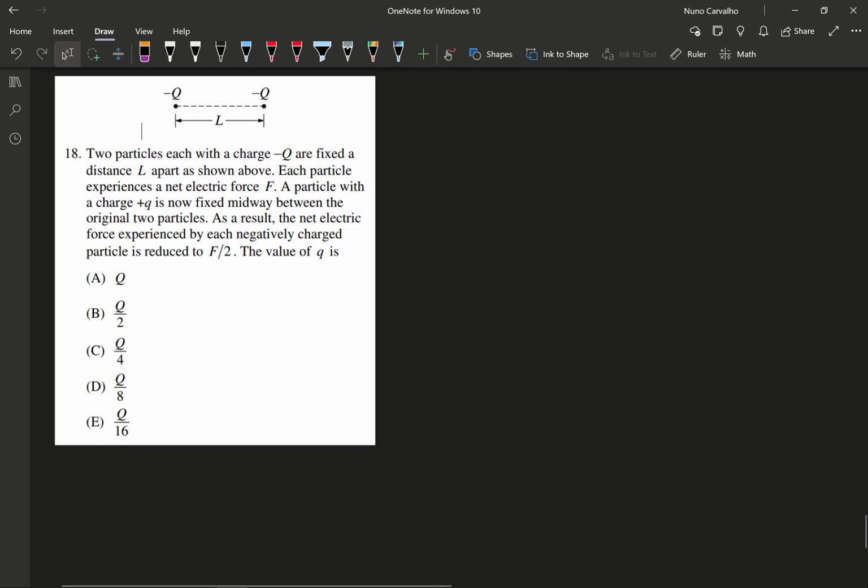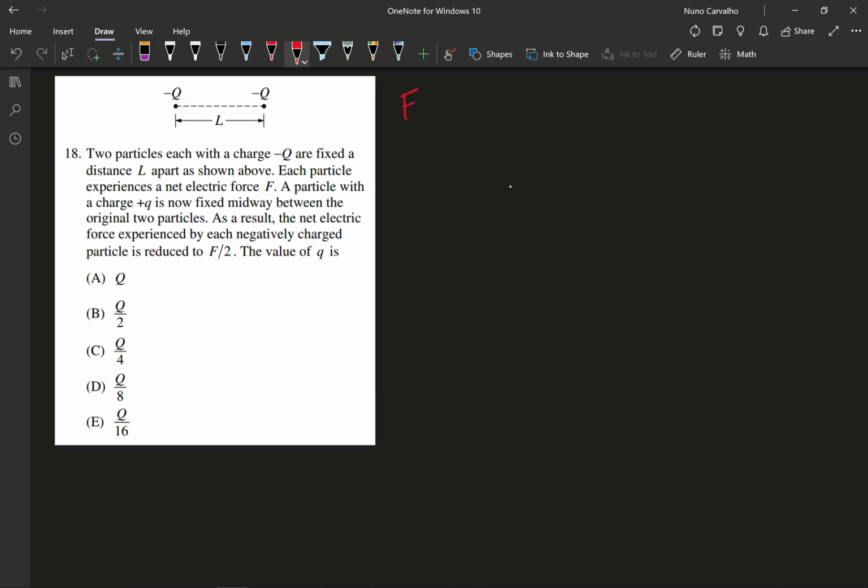Number 18, two particles with a charge negative q are fixed at distance L apart as shown above. Each particle experiences a net electric force F. A particle with a charge plus q is now fixed midway between the original two particles. As a result, the net electric force experienced by each negatively charged particle is reduced to F divided by 2. The value of q must be.